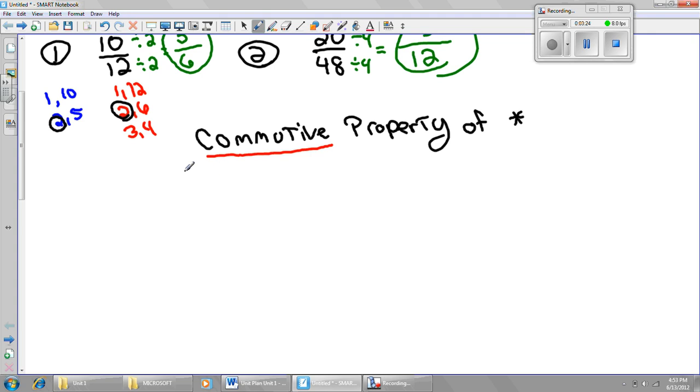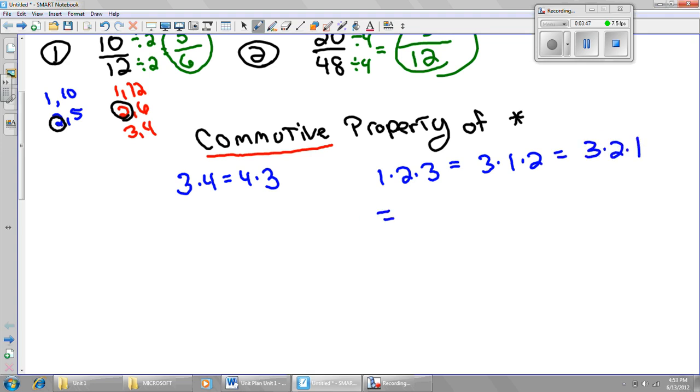The commutative property of multiplication states that 3 times 4 is the same as 4 times 3. I think all of you would agree with that, okay? So what it means is you can change the order. 1 times 2 times 3 is the same as 3 times 1 times 2, which is the same as 3 times 2 times 1, which is the same as 1 times 3 times 2. I can change the order. That's all the commutative property of multiplication says. By the way, there is a commutative property for addition too. 1 plus 3 equals 3 plus 1.